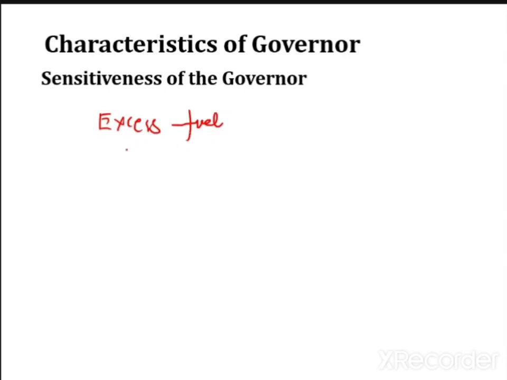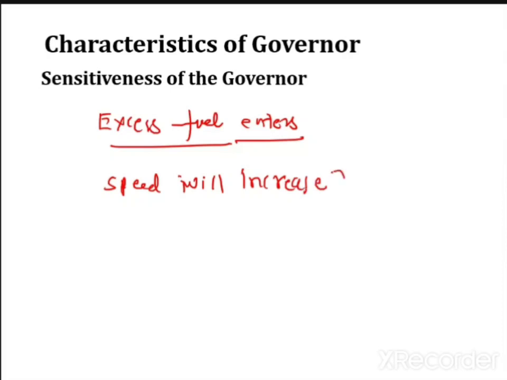Now when the excess fuel enters, what will happen? Speed will increase rapidly. See, it is a connection. Load has increased, speed has decreased. Sleeve governor is very highly sensitive. Sleeve falls to its lowest position. So the control valve opens wide. Excess fuel enters the engine. I will write here, engine. So speed will increase rapidly now.